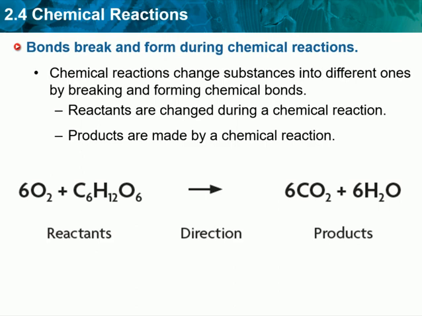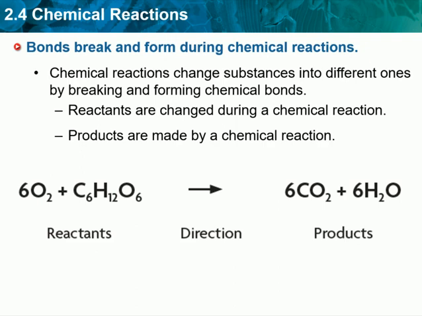The overall equation for the process that changes oxygen and glucose into carbon dioxide and water is 6 O2 plus 1 C6H12O6 reacts to form 6 H2O and 6 CO2. The reactants are on the left side of the equation and the products are on the right side. The arrow shows the direction of the reaction. This process, which is called cellular respiration, makes the carbon dioxide and water vapor that you breathe out.